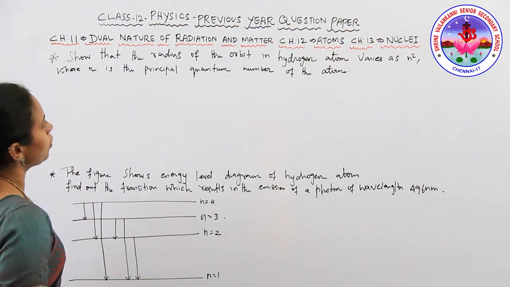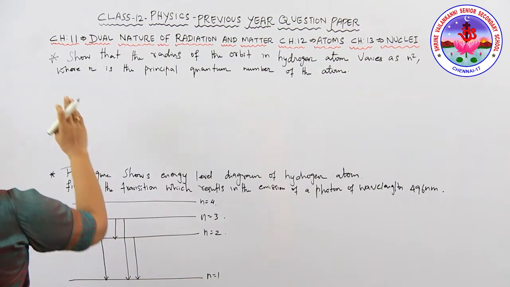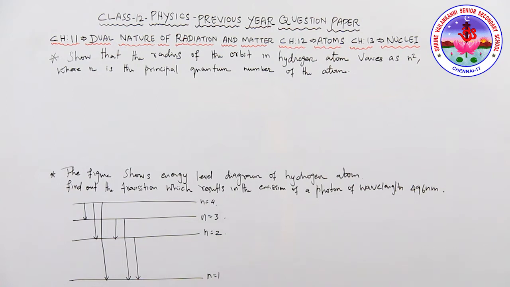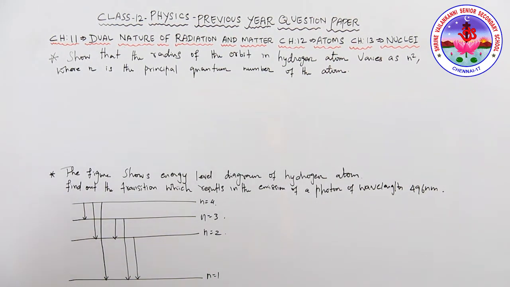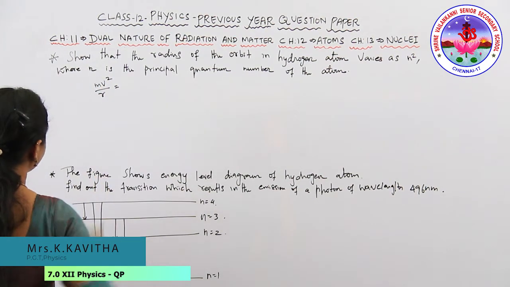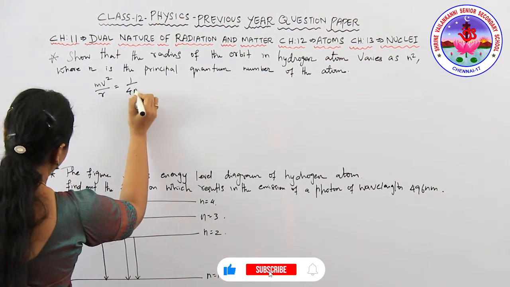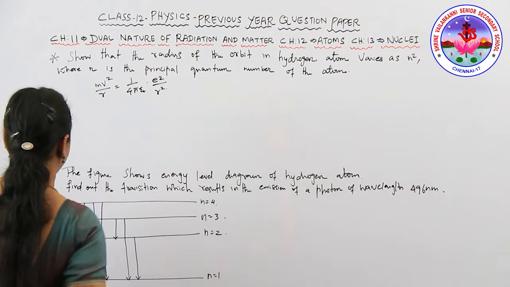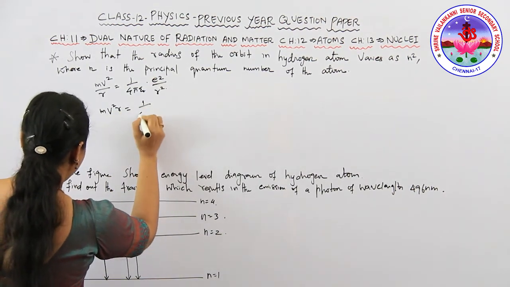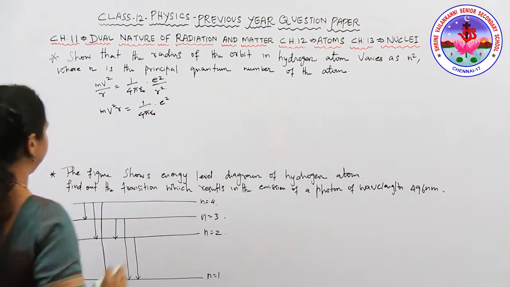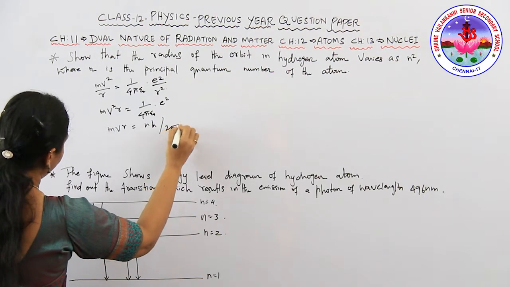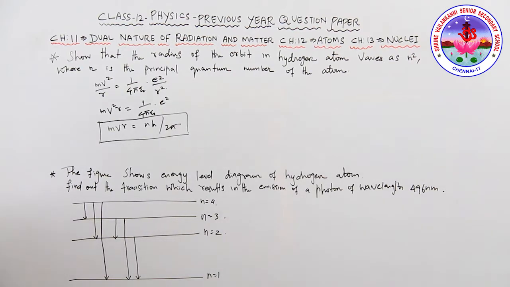So the question is, show that the radius of the orbit in hydrogen atom varies as n square, where n is the principal quantum number of the atom. See, you have to show that the radius of the orbit in hydrogen atom varies as n square, where n is the principal quantum number of the atom, right? So first you have to write mv square by r from the centripetal force formula, which is equal to 1 by 4 pi epsilon naught into e square by r square. And from this derivation, we can get mv square r, which is equal to 1 by 4 pi epsilon naught into e square. Okay. Here, mvr is equal to nh by 2 pi.